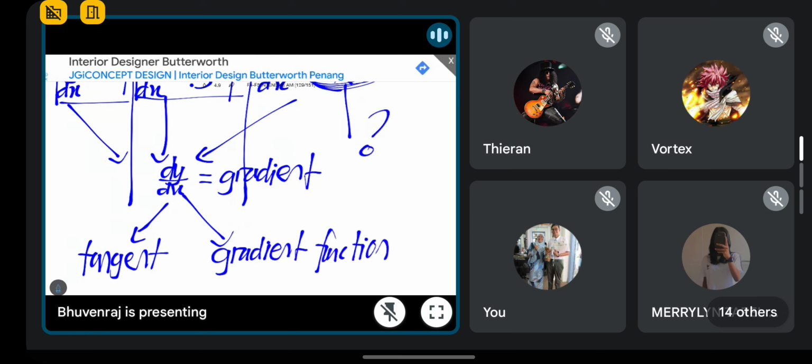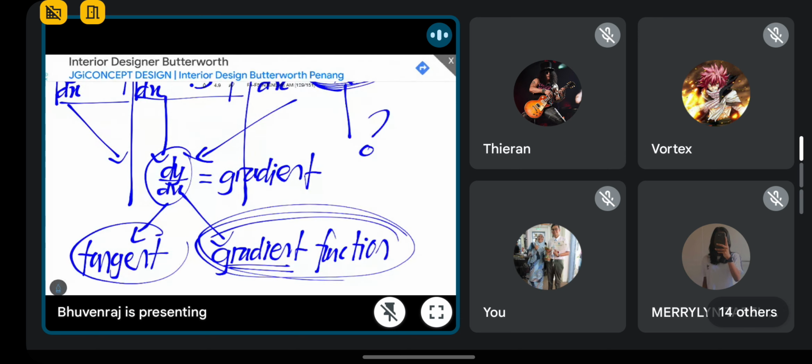Now you know why dy over dx actually shows gradient? It is called the gradient function. Dia panggil dia fungsi kecerunan, dy over dx tu. So whenever you see gradient function in the question, straight away write out dy over dx. Okay guys, can you get it so far? These are the two keywords to look out for when you talk about differentiation. These two things must appear in your mind.